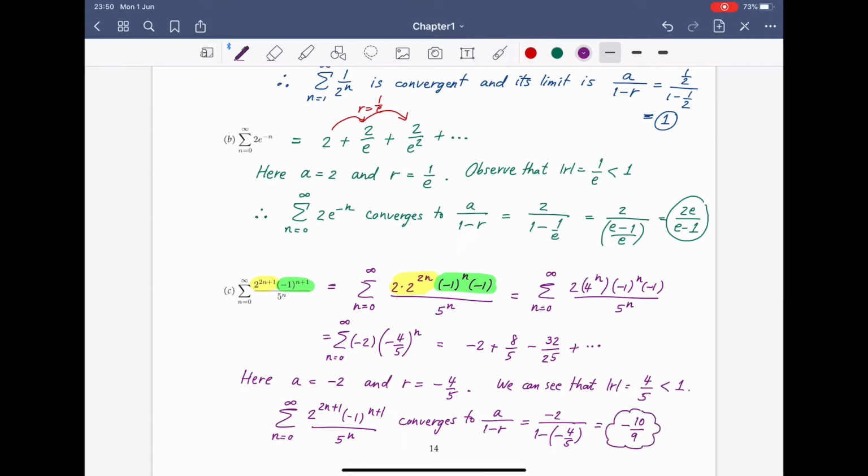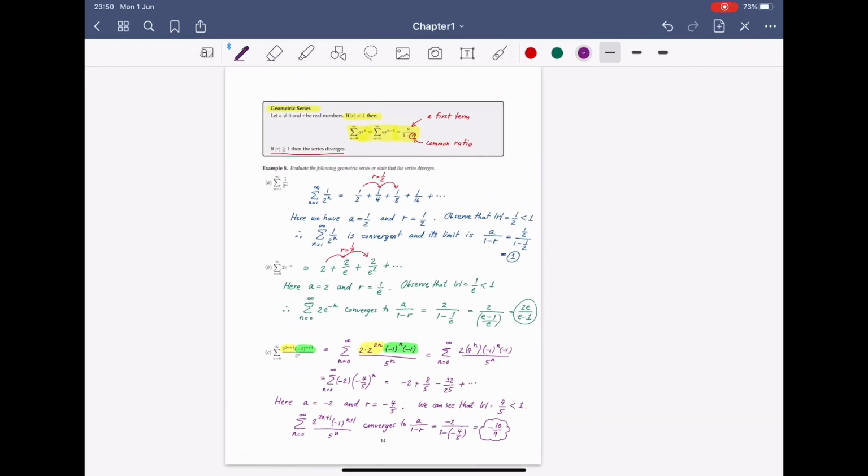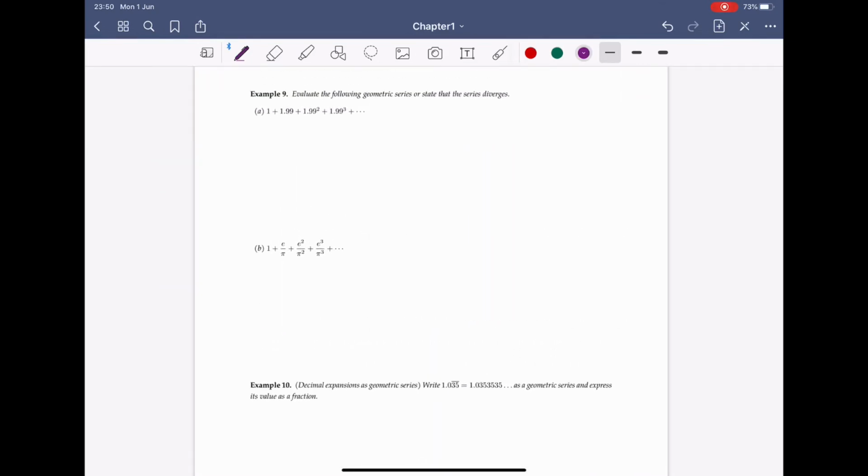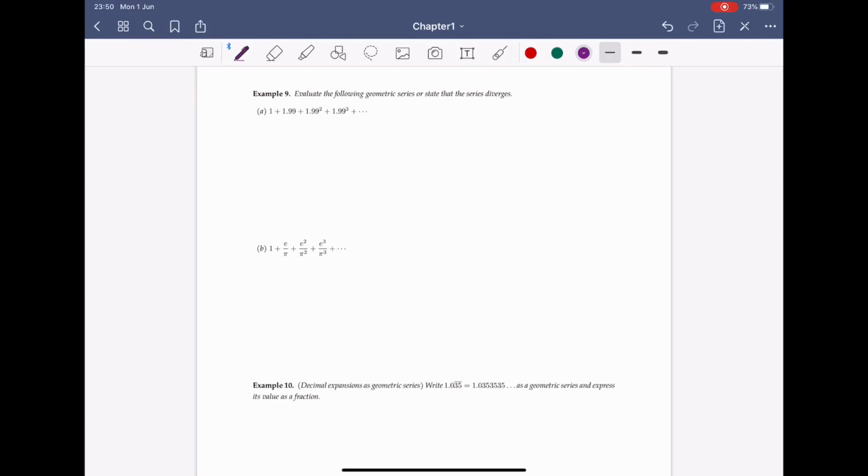Alright, and that is the answer for this question. So the series is convergent and its limit is negative 10 over 9. Alright, let's move to another example. So example 9. I want you to evaluate the following geometric series or state that the series diverges.